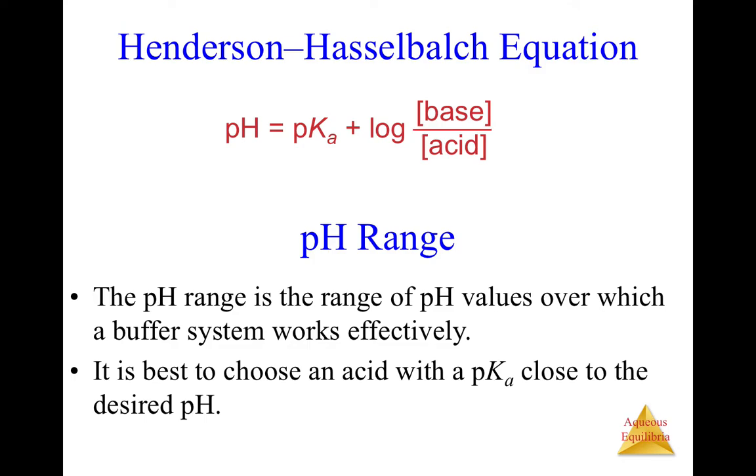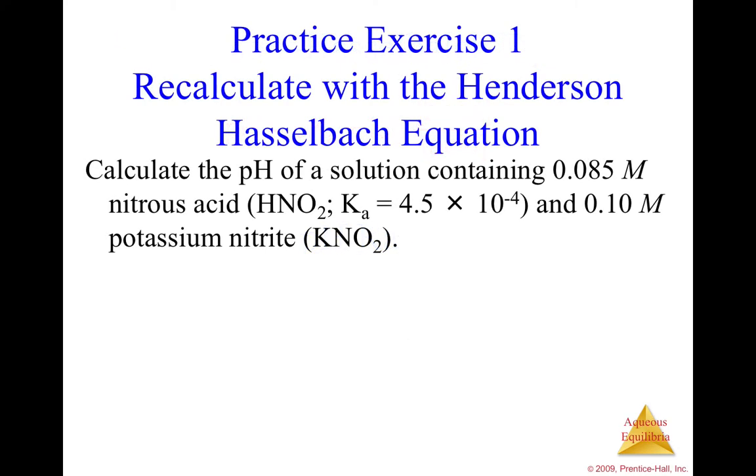So it's best to choose an acid with a pKa close to the desired pH. So if you want, let's say, a desired pH of 4.00, you look for a weak acid with a pKa close to 4. So let's look at a practice exercise.